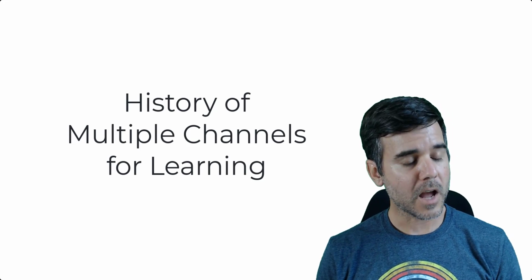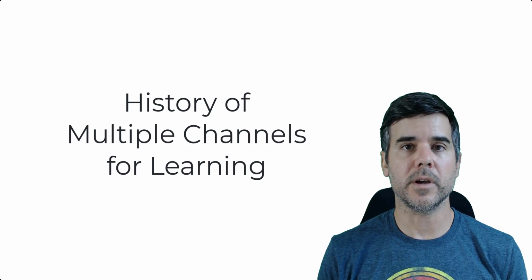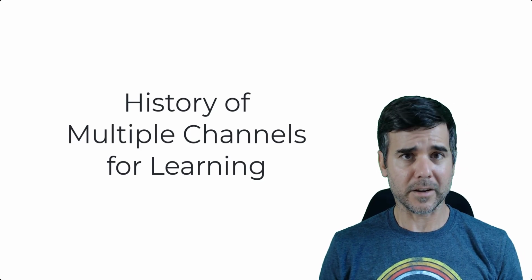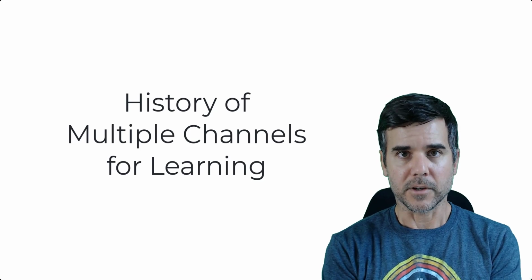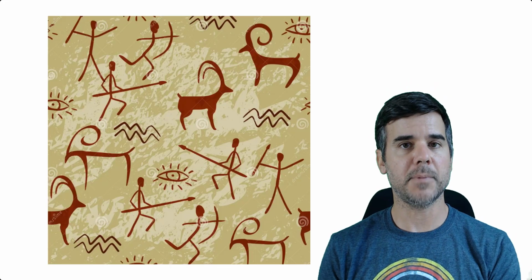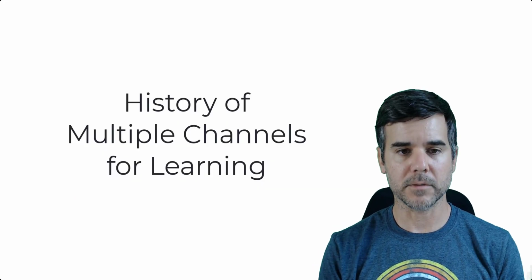So I want to talk about the history of how we got to this point of multiple channels, and the media and technologies that got us there. Because remember, we've had visuals forever, visuals for learning and communication. We had cave paintings. The first humans had cave paintings. Why did we do that? It was a way for us to communicate. So we've known that visuals can be used to illustrate points forever, right?